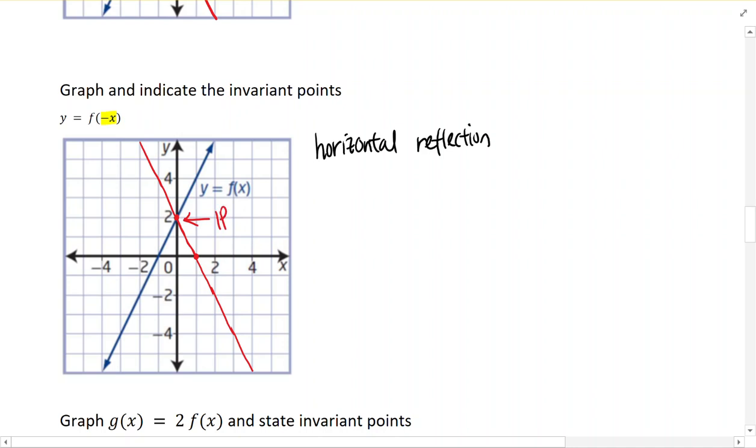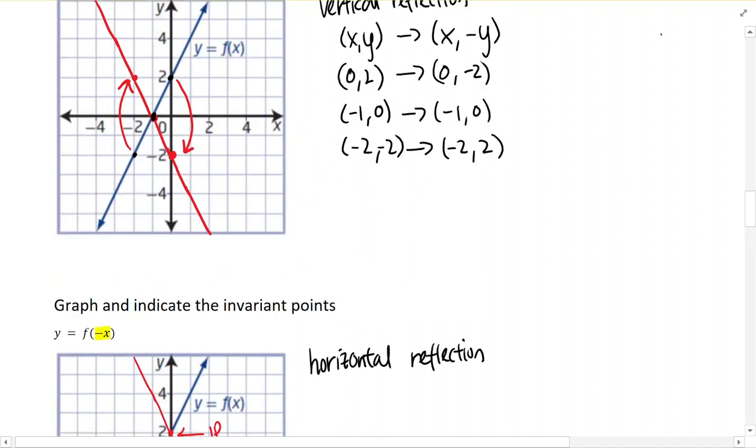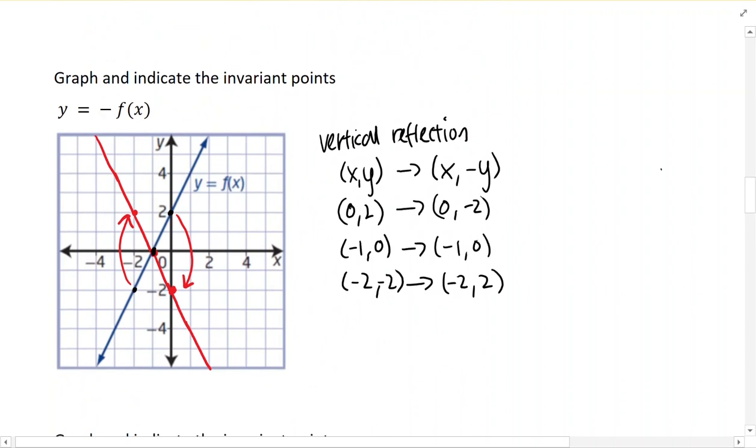I think I missed the invariant point for the last question, so I'm going to go back up. So the invariant point on this one, since we're flipping on the x-axis, is right there, the point on the x-axis. Okay.